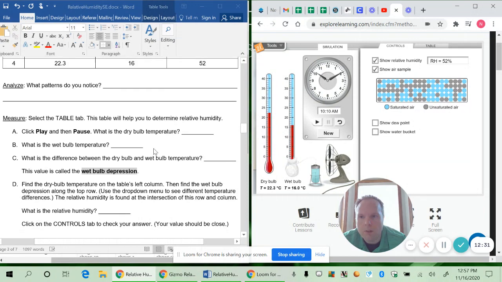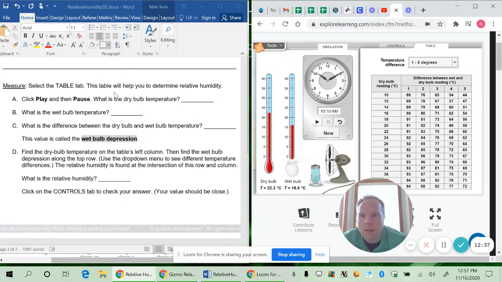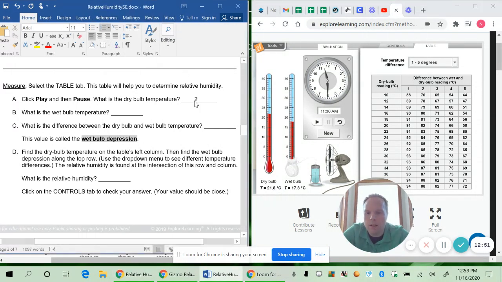All right, we're going to keep going here. So now it says measure. Select the table tab. So we're going to select table over here. And it says this table will help you determine the relative humidity. Click play and then pause. What is the dry bulb temperature? So we're going to hit new, click play, and then pause. So our dry bulb temperature is 21.8. And then it says, what's the wet bulb temperature? 17.8.